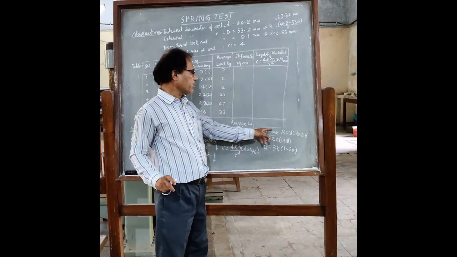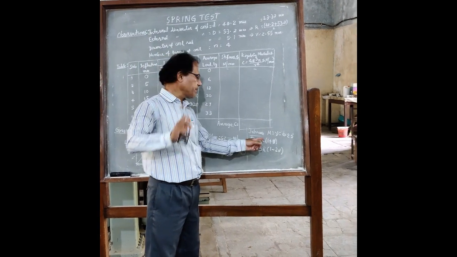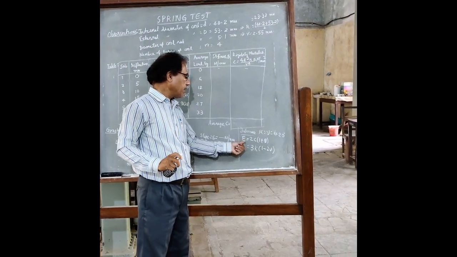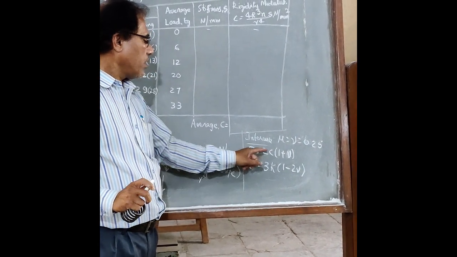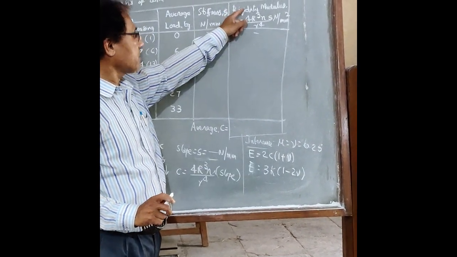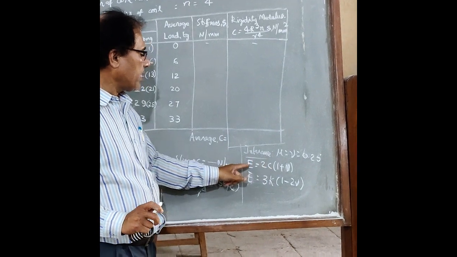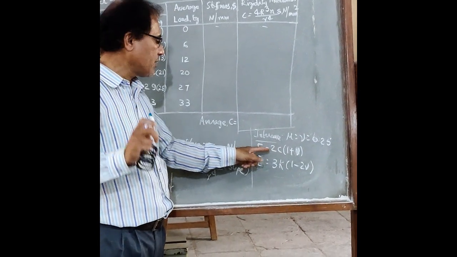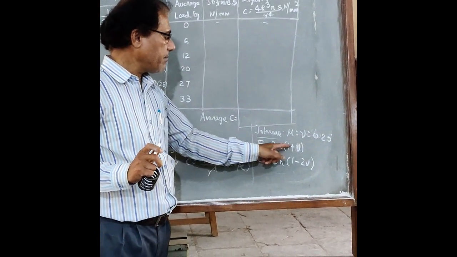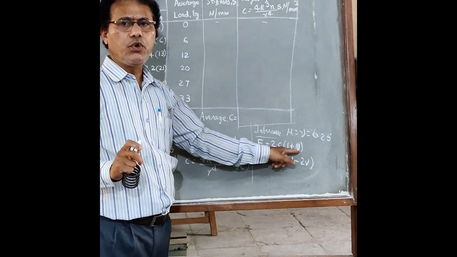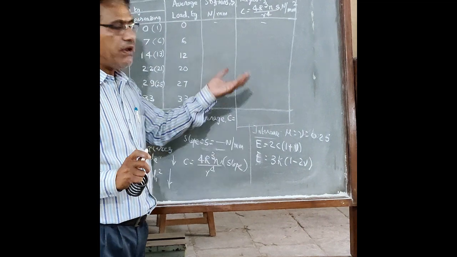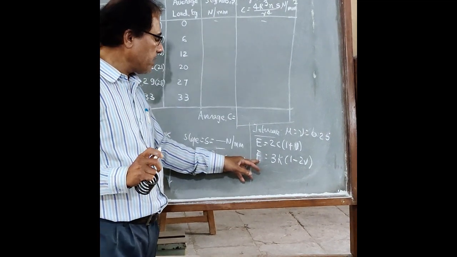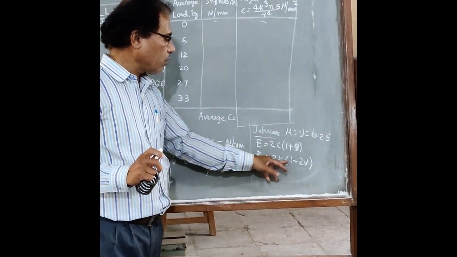In the calculation, once I assume the Poisson's ratio of this steel as 0.25, then you already know what the C value is. Therefore, substituting the shear modulus, I'll get the Young's modulus of this steel, which is equal to 2 multiplied by C multiplied by 1 plus nu, where we use the Poisson's ratio of this steel, which is 0.25. We also know the other relationship, E is equal to 3K into 1 minus 2 nu.